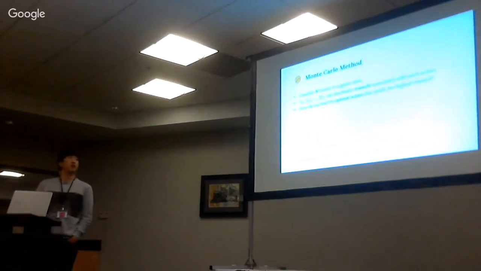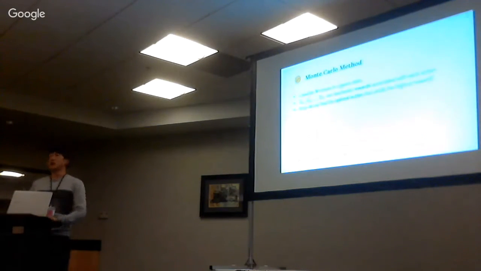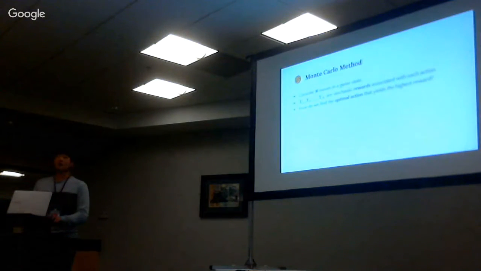So Monte Carlo search belongs to this class of algorithms called Monte Carlo methods. The problem is as follows. We have n moves in given states, and we have stochastic rewards for each move. How do we find the optimal move that returns the highest reward?